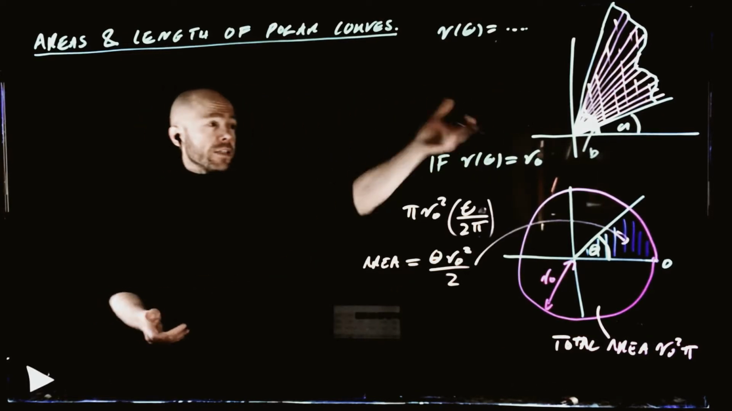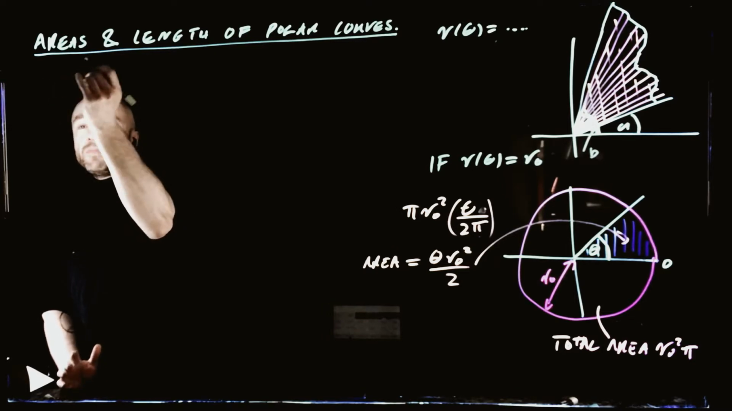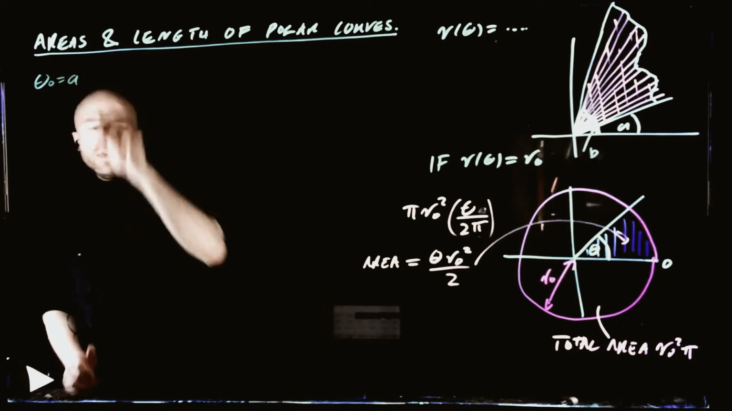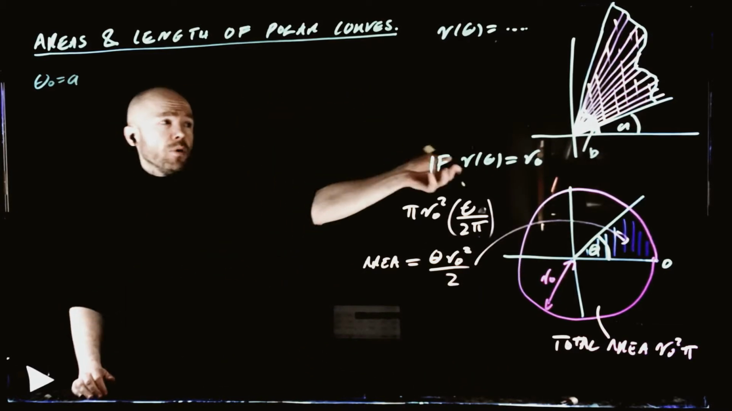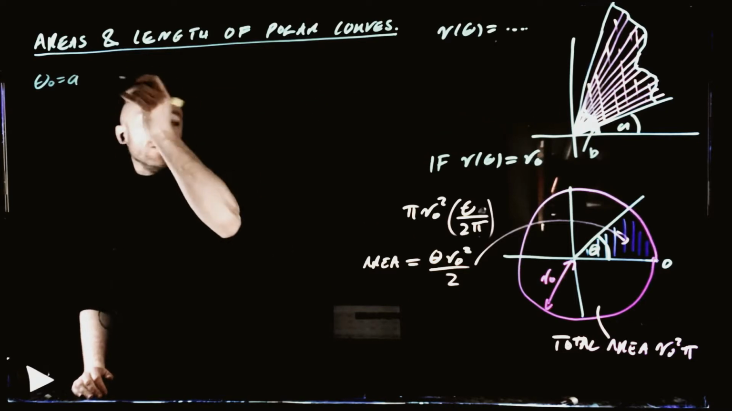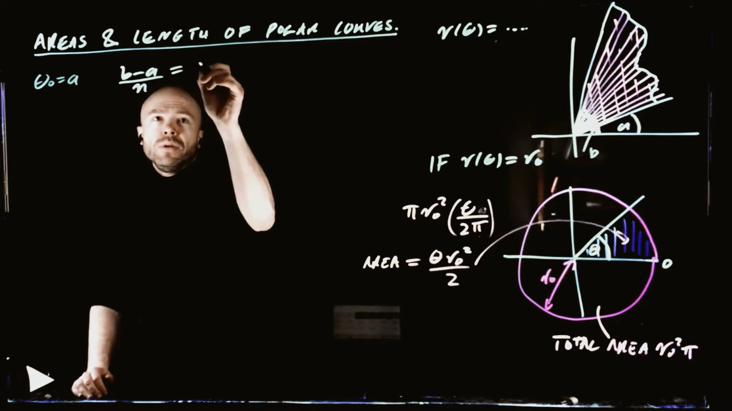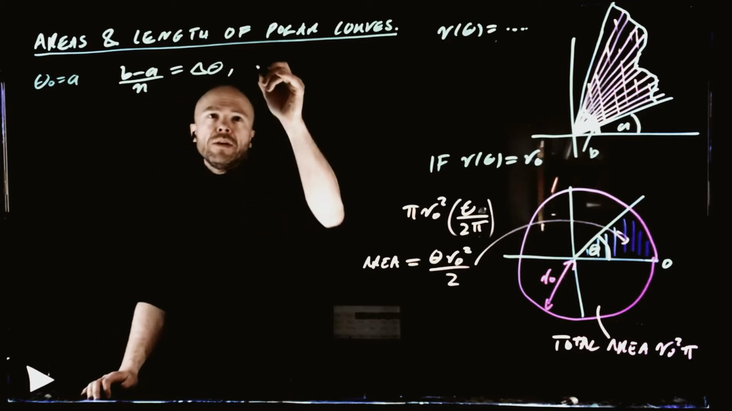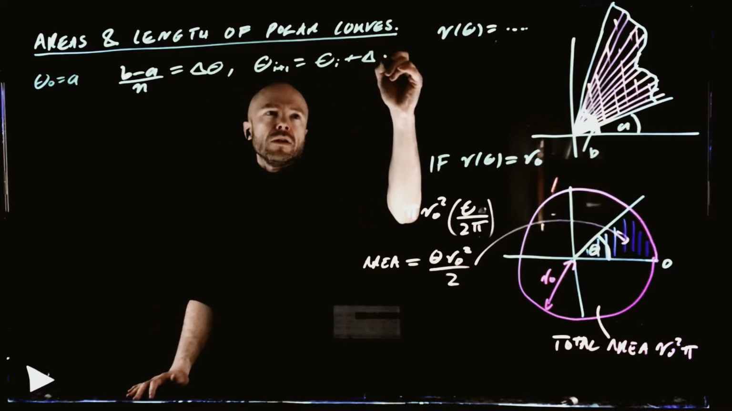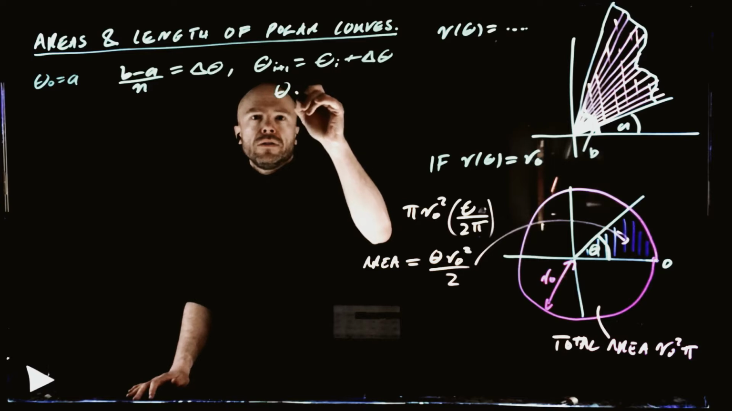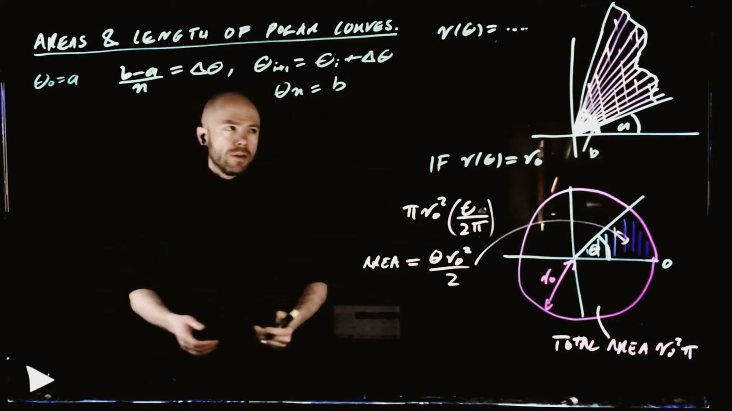All right, so let's cut it up, just like we've done it here. So we start with the initial angle. Let's call it theta 0 is equal to A. And we're going to cut up all these things into n different pieces. So we let (b minus a) over n be delta theta. And then we let theta_(i+1) equal theta_i plus delta theta. And then theta_n is equal to the final angle b. Same as we've done lots of times, right?